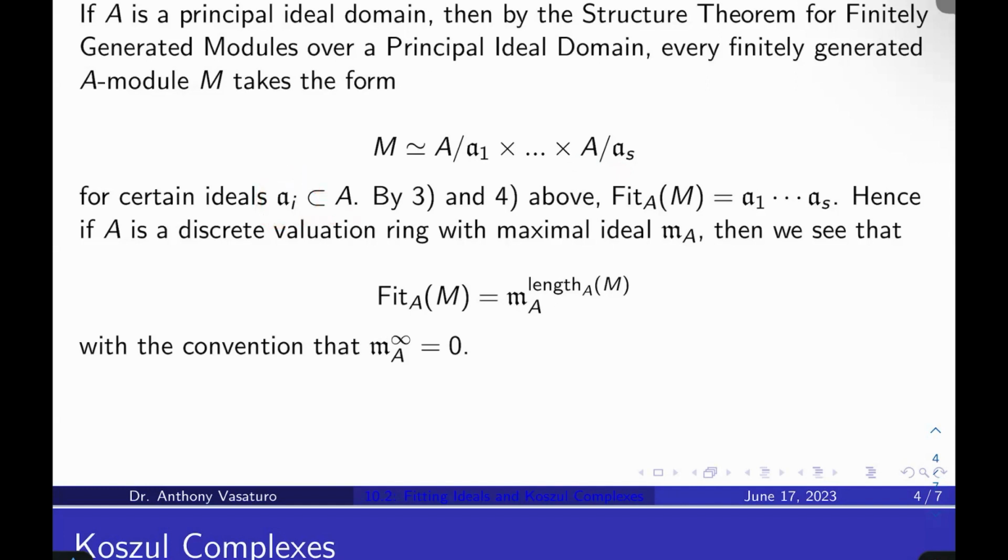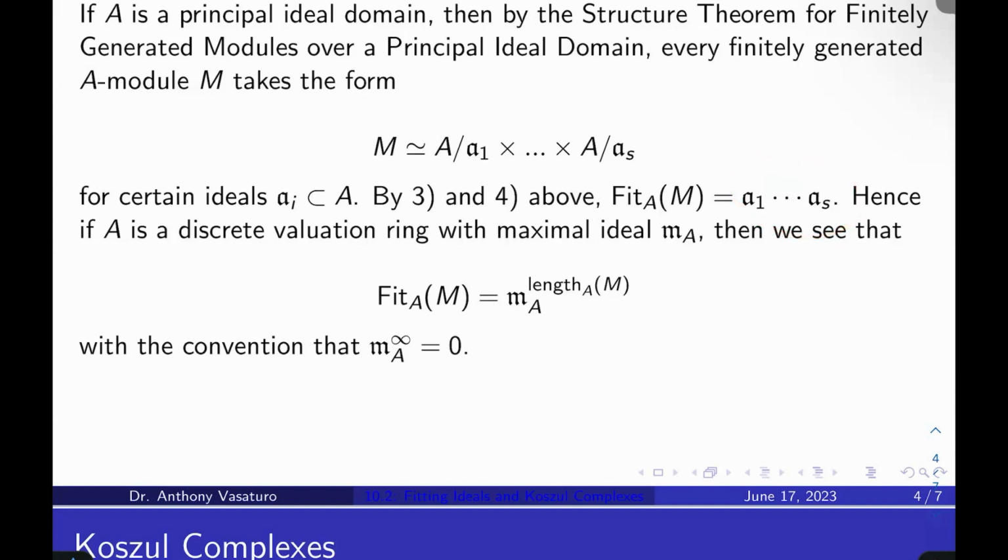If you take properties 3 and 4 above, fitting ideals that we just got done discussing, what this tells you is that the fitting ideal over A of M under this setup, so we have a finitely generated module over a PID, is just the product of these 𝔞_i's here. So it's 𝔞_1 times 𝔞_2 times and so on, times 𝔞_s, where this product is, of course, a product of ideals.